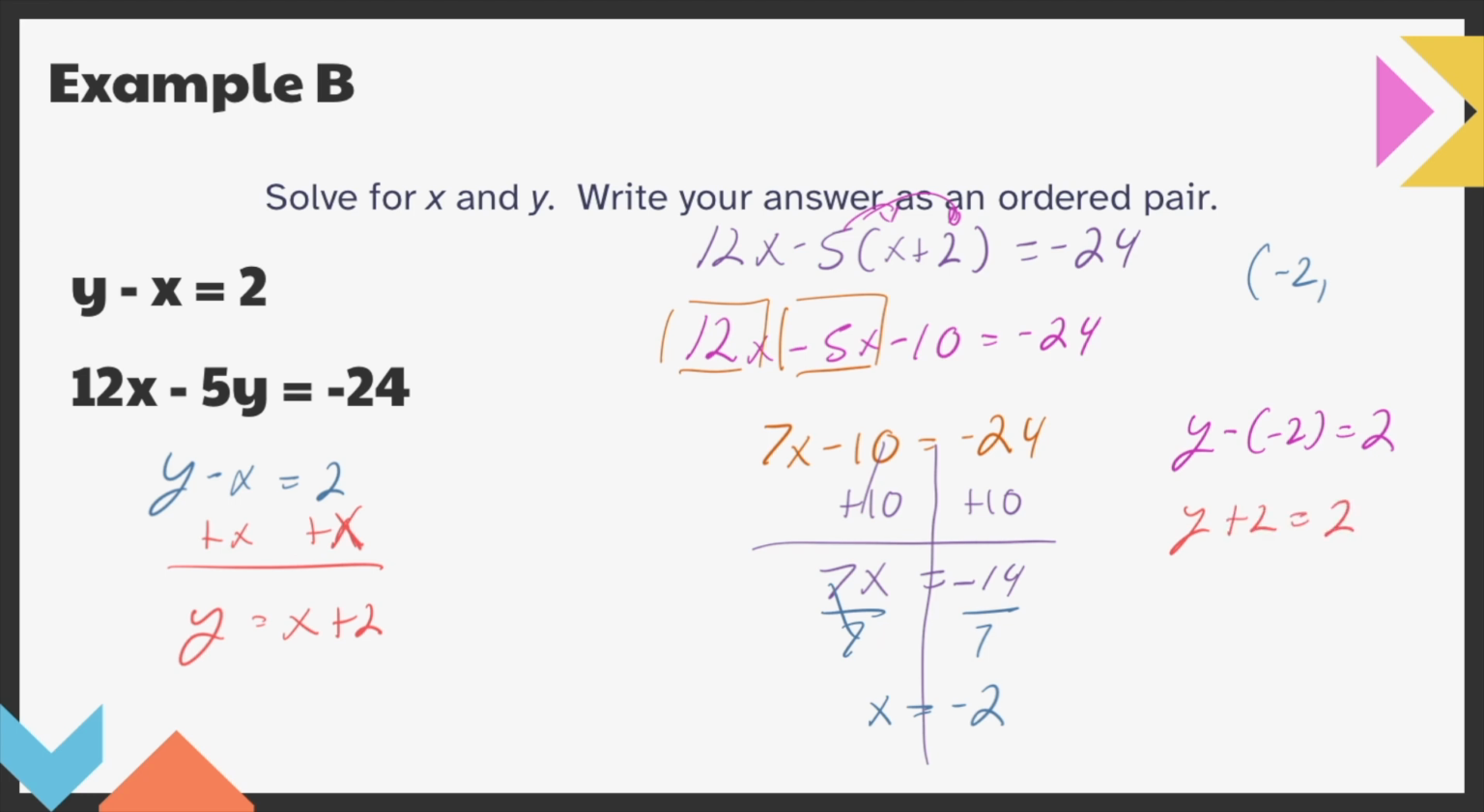So now our final step is going to be to draw our wall. We're going to subtract 2 on both sides. These are going to cancel. We're going to end up with y equals 0. So we got 0 as our second part of our ordered pair, and we now have our answer. Now let's take a look at example C.